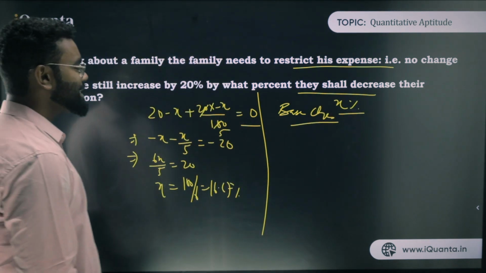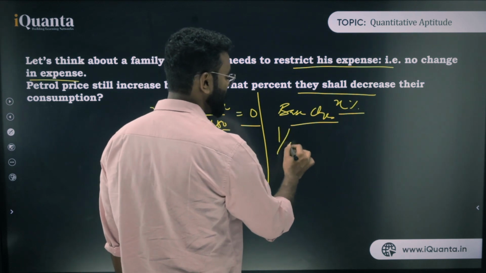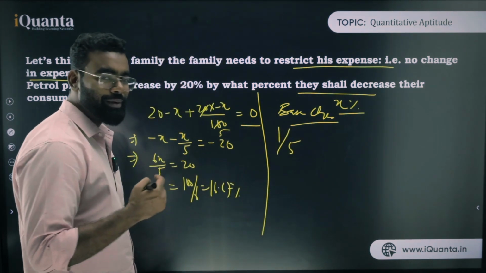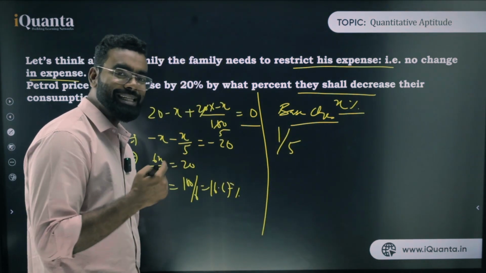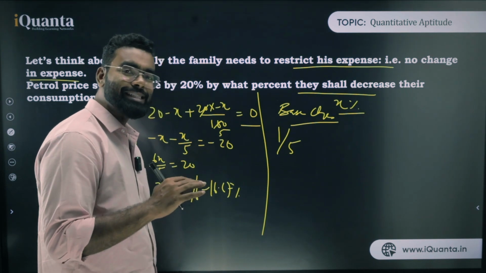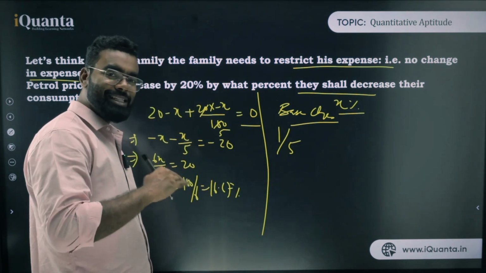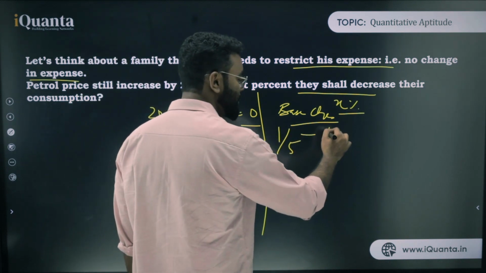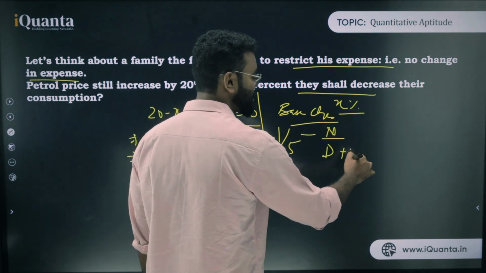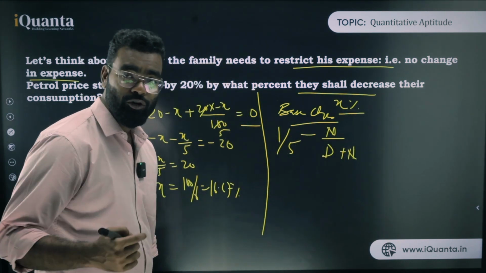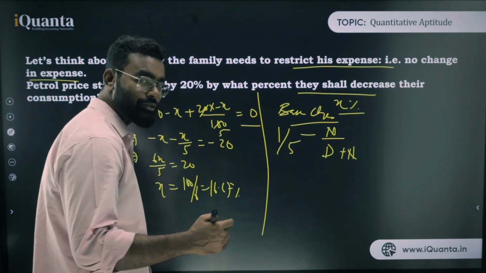So your petrol price is increased. So what is 20%? 1 upon 5. Now if your petrol price increased, that means your base has also been increased. If your petrol price increased and there is no change in, let's say, consumption, then your expenditure would have increased. So that means your base has been increased. If your base is increasing, it has to be numerator upon denominator plus numerator. Why is your base increasing? Because your petrol price is increasing. Do you understand the correlation, right?